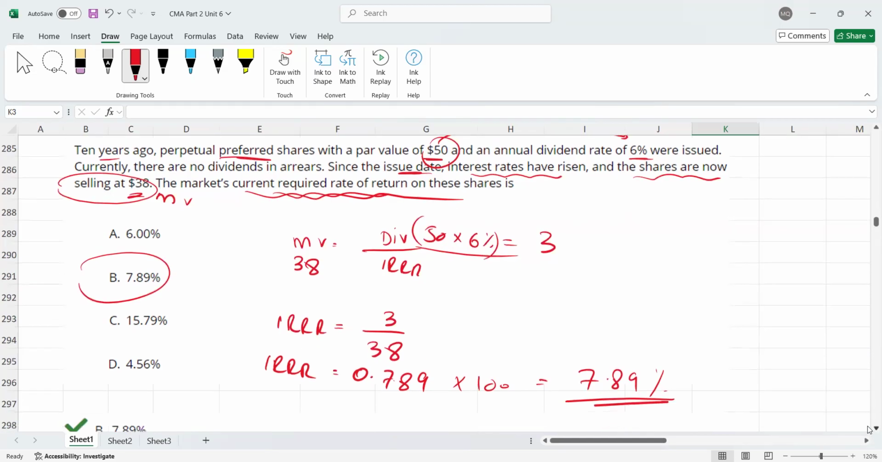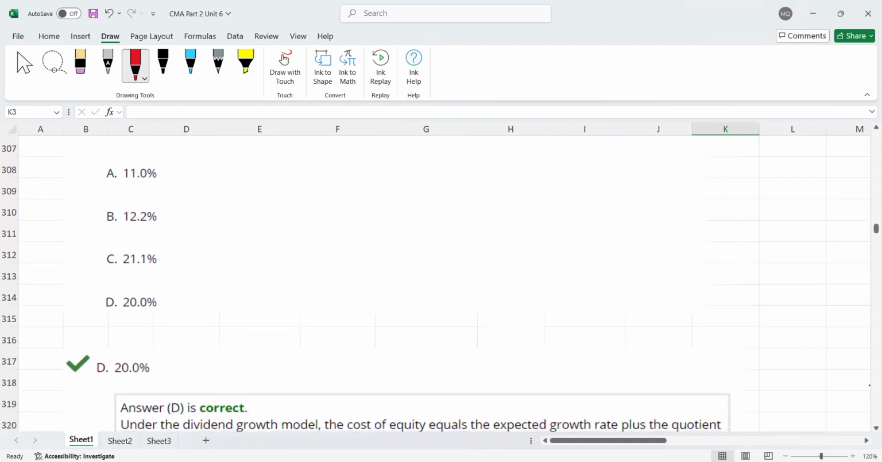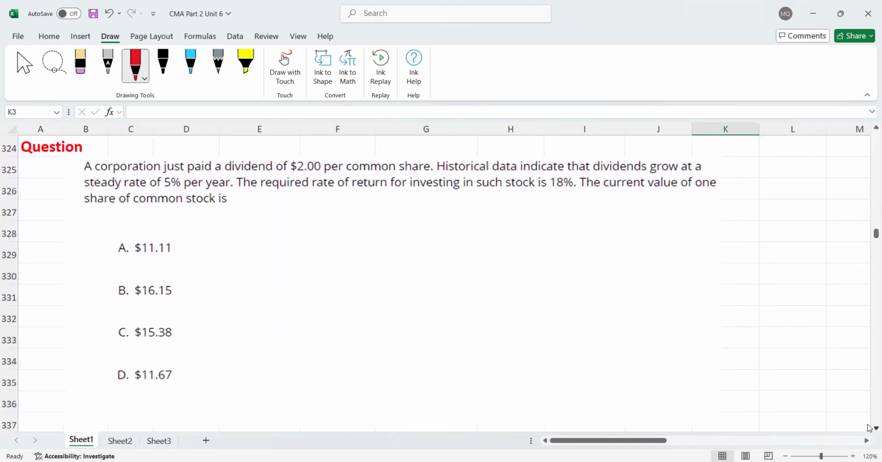Showing you one more question here, because it's also a similar question. Here we have to find out, for example, they're saying a corporation just paid a dividend of $2 per share. This is last year's dividend, just paid, meaning a recent dividend. This is for common shares. Historical data indicate that dividends grow at the rate of 5% per year. The required rate of return on such stock is 18%. This is the required rate of return. The current market value of one share of common stock is, current meaning today's market value.